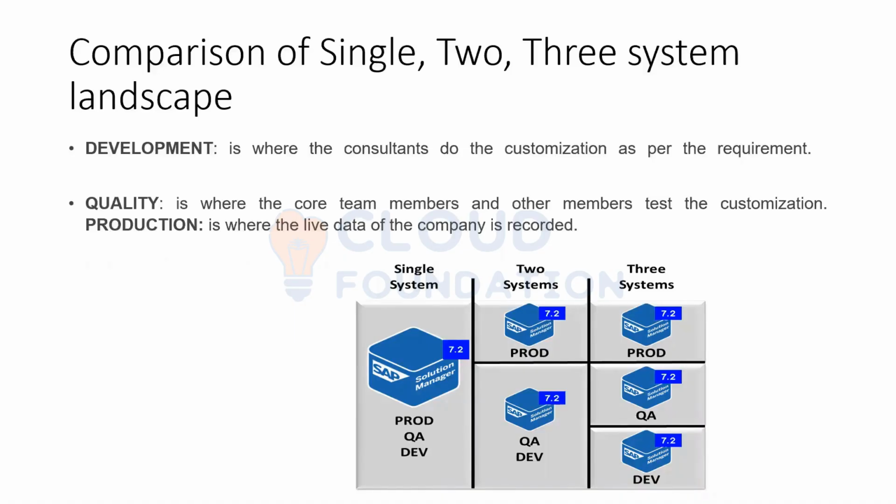But they cannot enter into quality and development as before. No issue. That's why we make the changes there. That's why this three system landscape was established. If we want to do something in production, we take down the production system while quality and development can be used as usual. That's why this was successful.